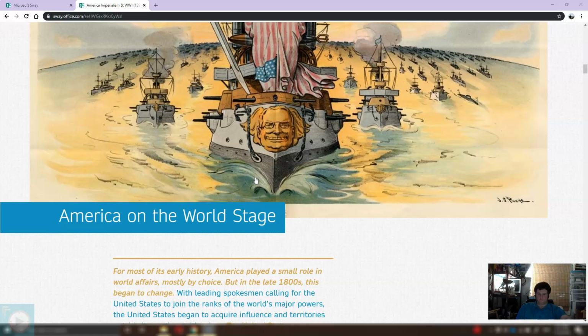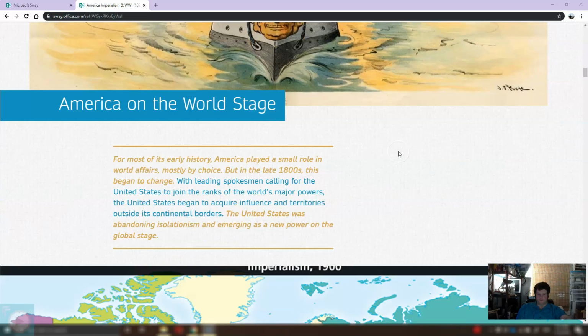Alrighty, let's get started. America on the world stage. Up to this point, the United States has really played what we would consider an isolationist policy. Many people came to America to get out of Europe's wars, and much of Europe had been in a near continuous state of war since the end of Pax Romana. And so many people came to America to get out of war.